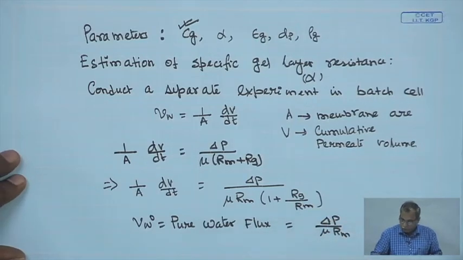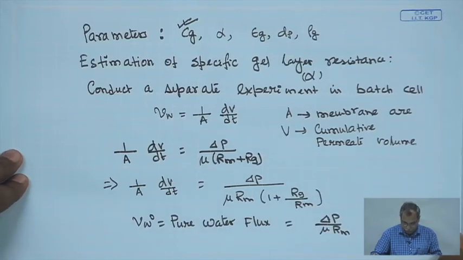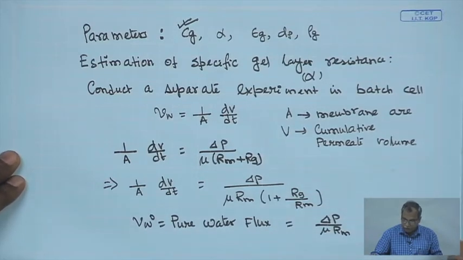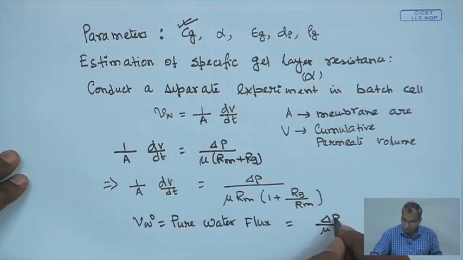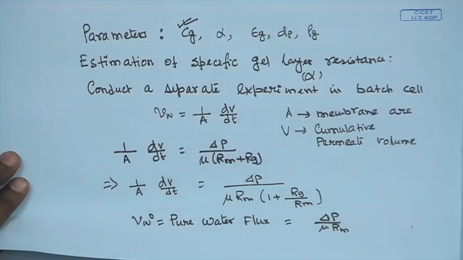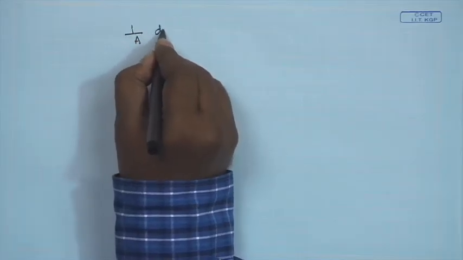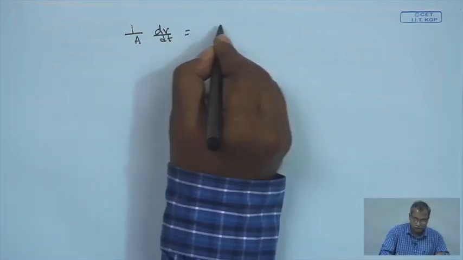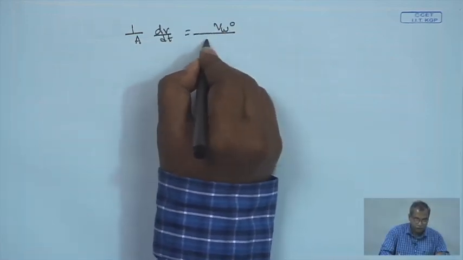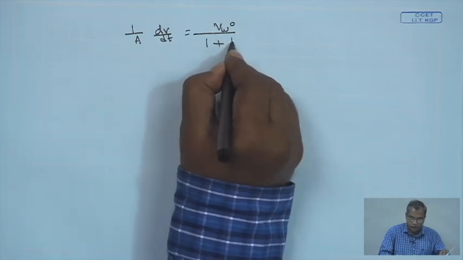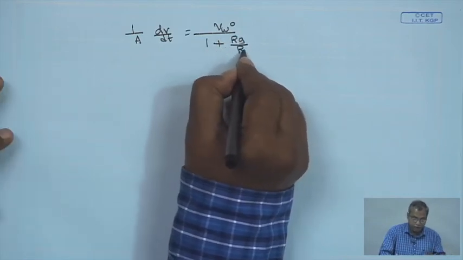Okay. So, if there is no solution, only pure water, there is no osmotic pressure, there is no gel layer resistance, nothing. So, you will be getting ΔP by μR_m, or L_P ΔP. That is the pure water flux. So, we can write 1 over A dV/dt is equal to V_w0 divided by 1 plus R_g by R_m.